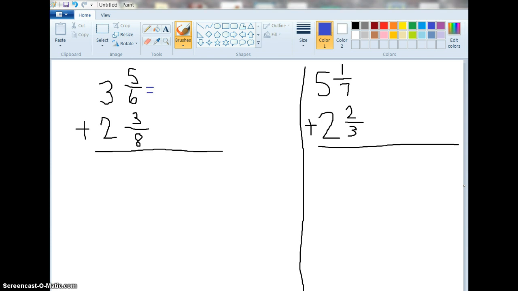So next step, we'll just bring over our whole numbers. And 24 is our least common denominator. The next step, find each missing numerator.